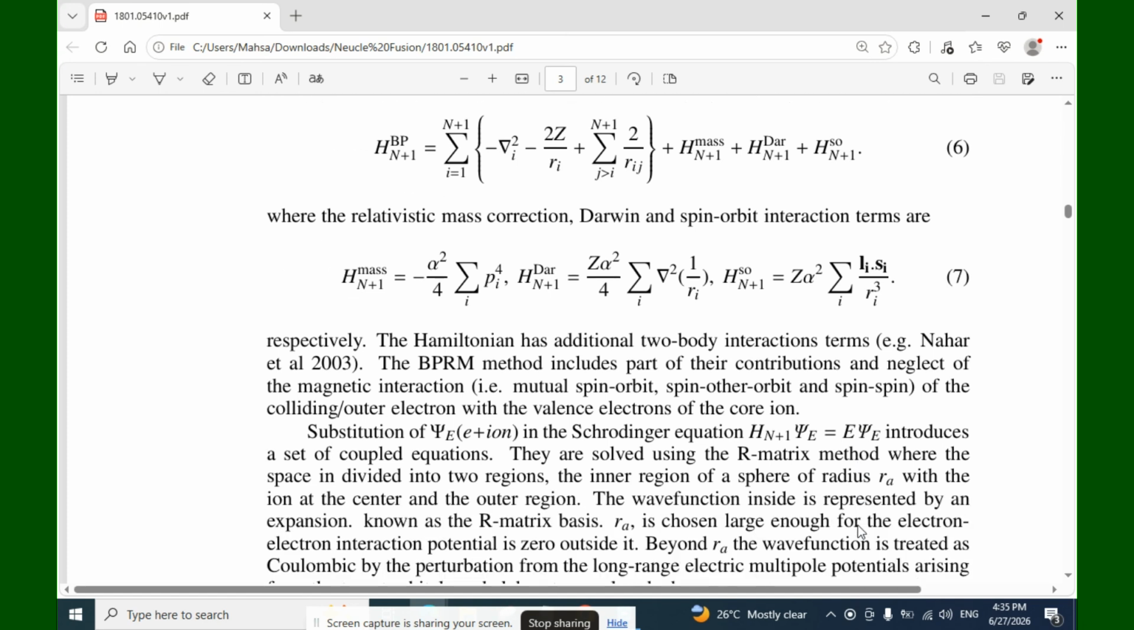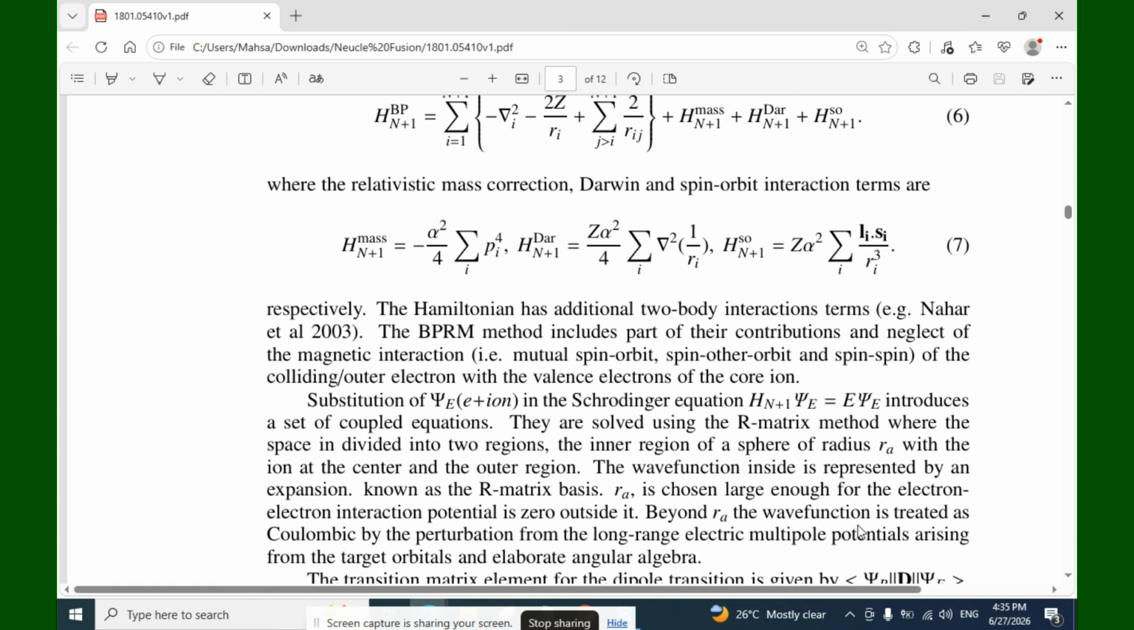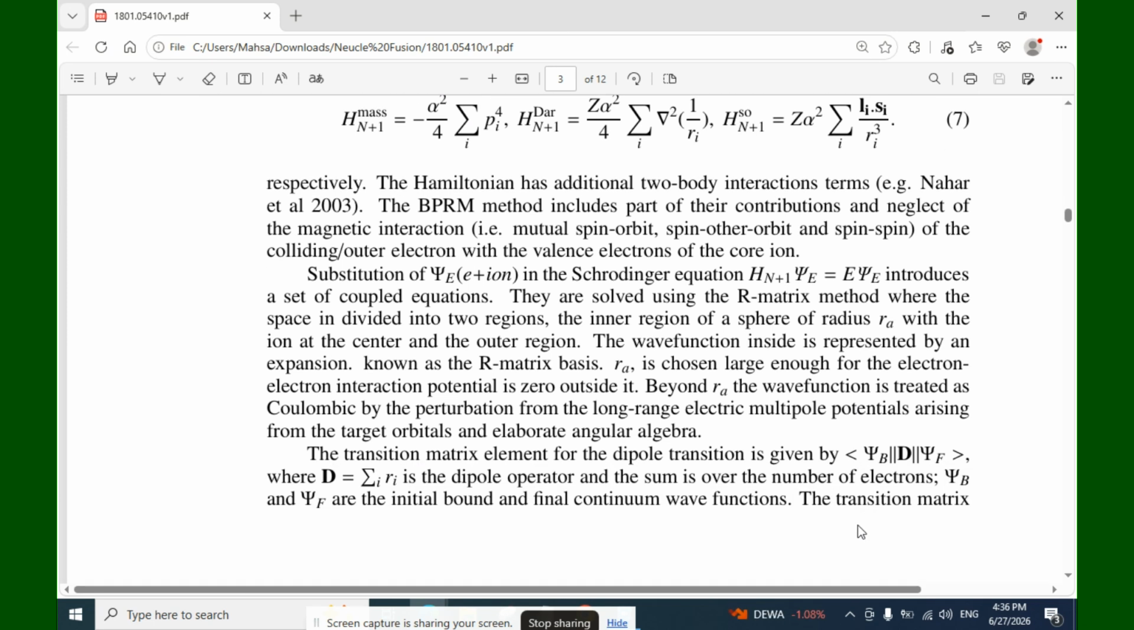The Hamiltonian has additional two-body interaction terms, for example, Nahar and his colleagues in 2003. The BPRM method includes part of their contributions and neglects the magnetic interactions, for example, mutual spin-orbit, spin-other-orbit, and spin-spin of the colliding outer electron with the valence electron of the core ion.